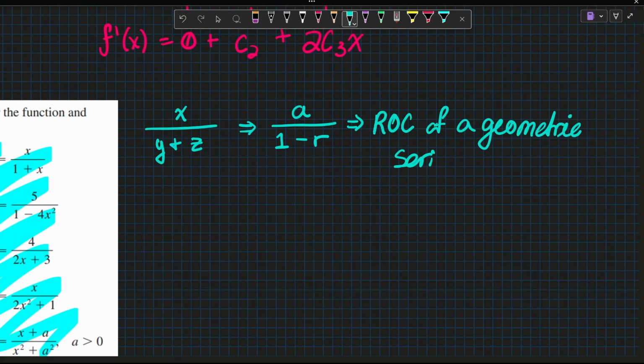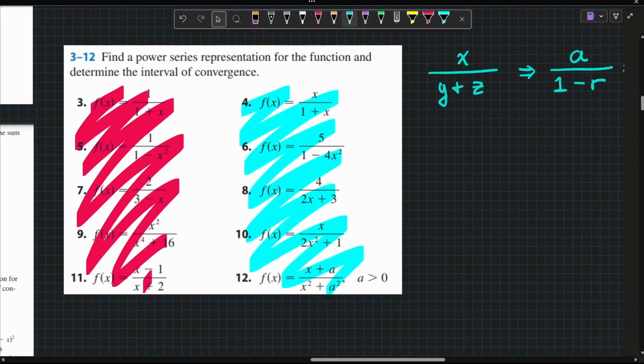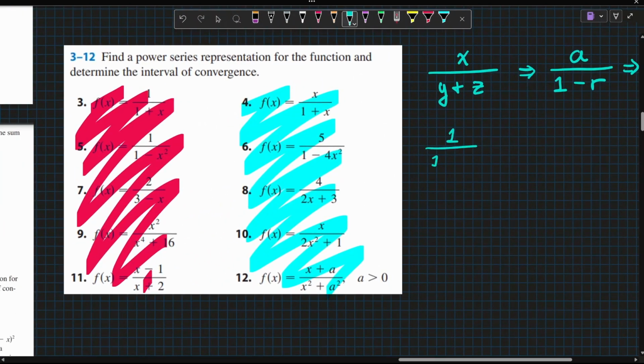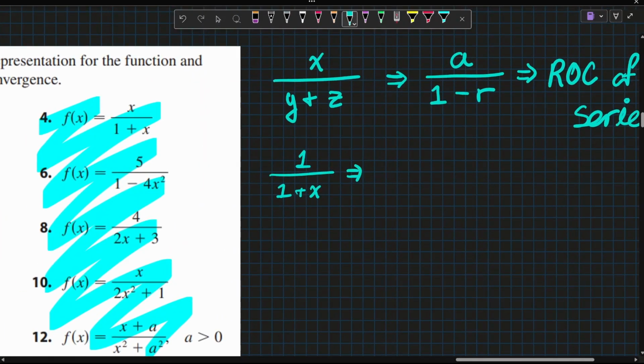I think that's what it's called. So basically you kind of force your function to be a geometric series, or at least the number at which it converges to, right? So when we have here 1 over 1 plus x, you're saying that a value is equal to 1, but then your r value has to equal negative x, right?